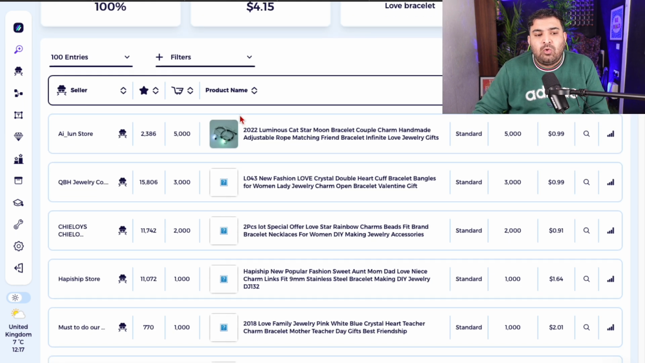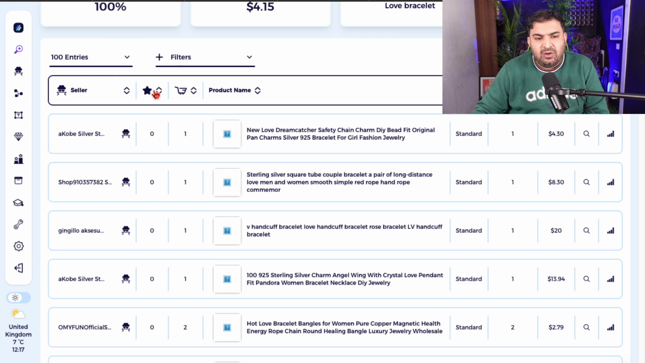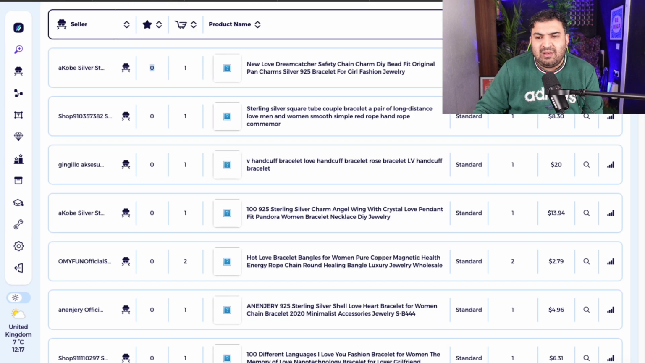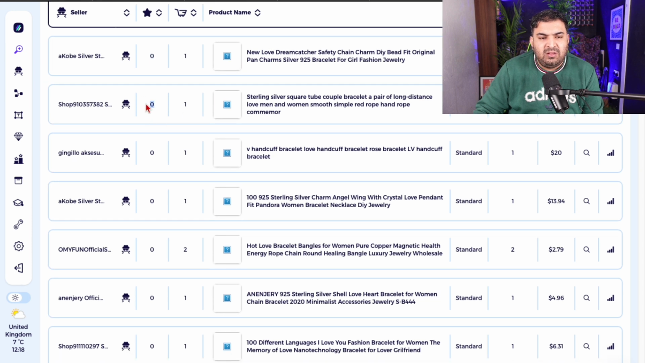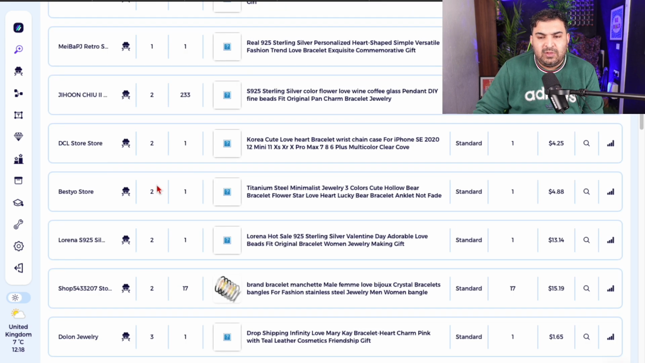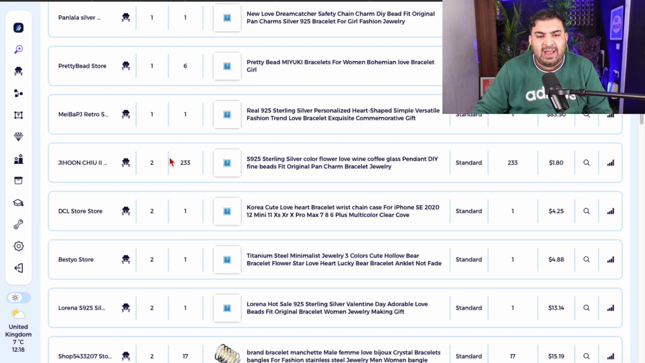So the next thing that I normally do when I look at this one, you can filter this one. You see this arrow right here? I will filter this one according to the feedback. I'm going to look for the sellers who have very low feedback. For example, this seller recently, you can see, has 0 feedback. They got 1 sale as well. Their selling price is £4.30. Then we got this one, 0 feedback, 1 sale. I can see many new sellers right here with 0 feedback. Like for example, this one, they got only 2 feedback right here, but their sales are 233.